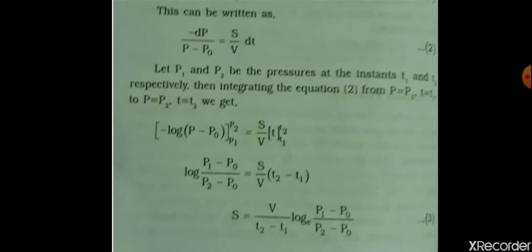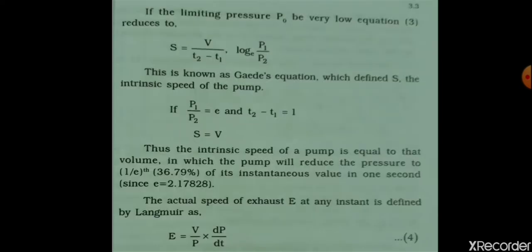That is equal to log of (P1 minus P naught) divided by (P2 minus P naught) is equal to S by V into (T2 minus T1). So S becomes equal to V divided by (T2 minus T1) into log of (P1 minus P naught) divided by (P2 minus P naught) to the base e. Let's call this equation 3.